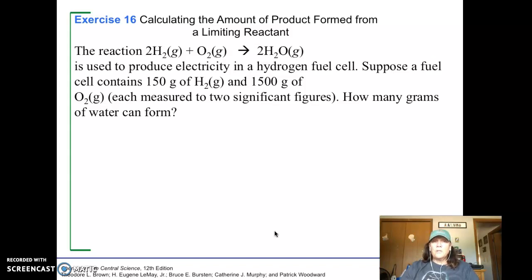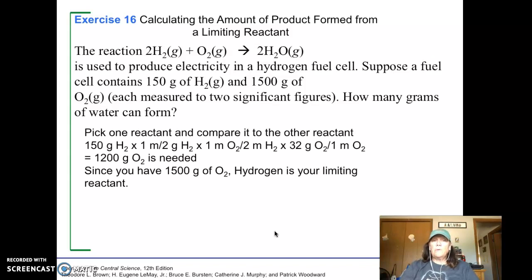Again, the first thing I've got to do is, do I run out of hydrogen or do I run out of oxygen? Which one do I run out of first? So I do a limited reactant. I pick one reactant and compare it to the other. Okay, let's say I pick the 150 grams of hydrogen. And again, you can do the 1,500 grams of oxygen. You're still going to get the same limited reactant. It doesn't matter. So I'd take 150 grams of hydrogen.